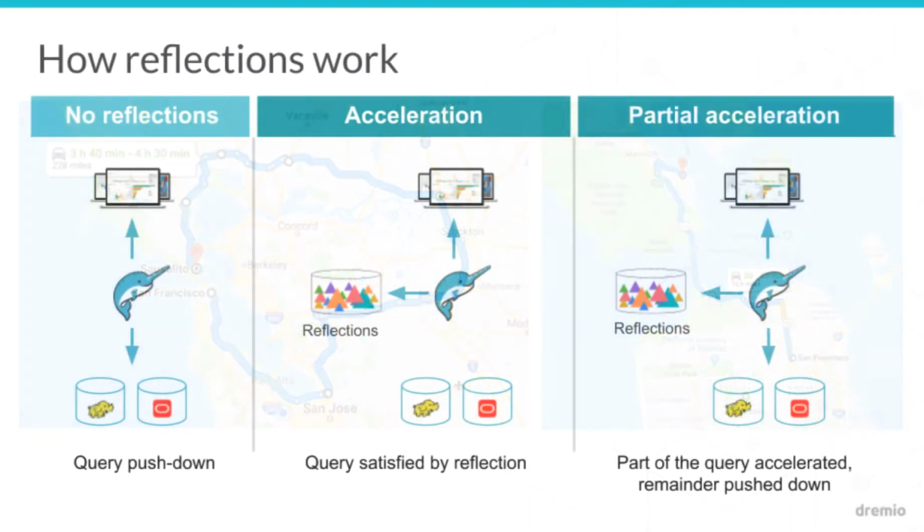A reflection is a pre-computed persisted set of results in a Parquet format. Dremio also records along with the reflection the relational algebra that pertains to what part of the query a reflection can cover. What that leads to is the ability for Dremio to combine reflections to substitute the result of part of a query or all of it.